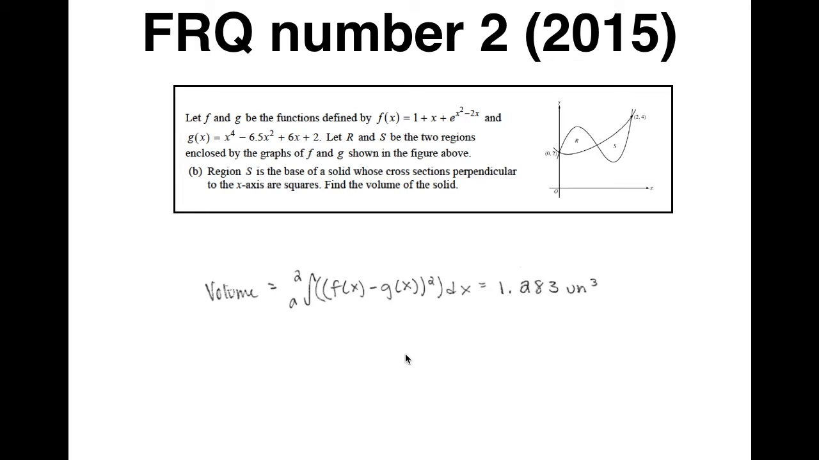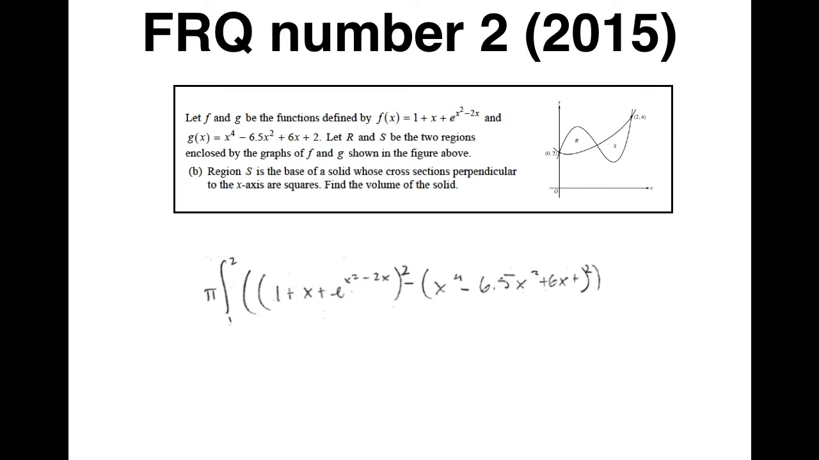Exercise B for the second student, same thing. The volume is the integral from a to 2 of f of x minus g of x squared dx, and they get the right answer. Very short, very clear, 3 points.